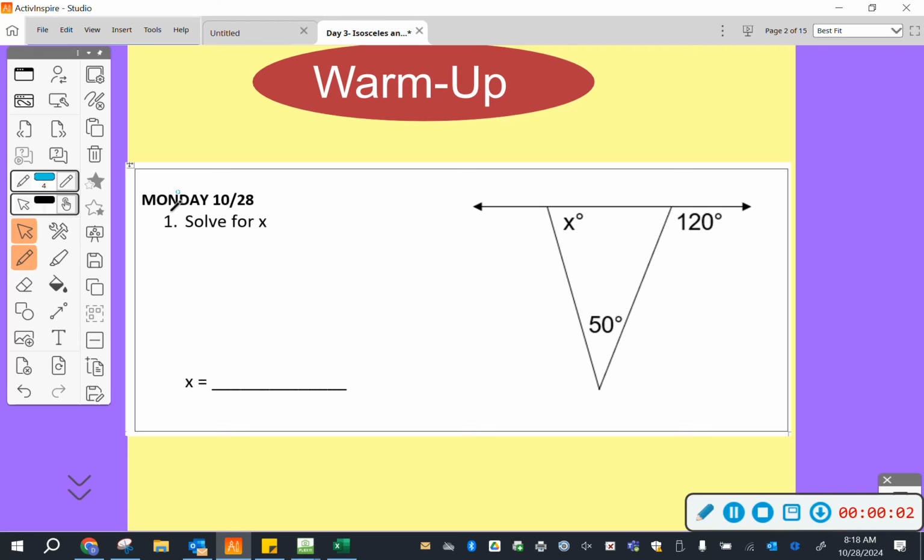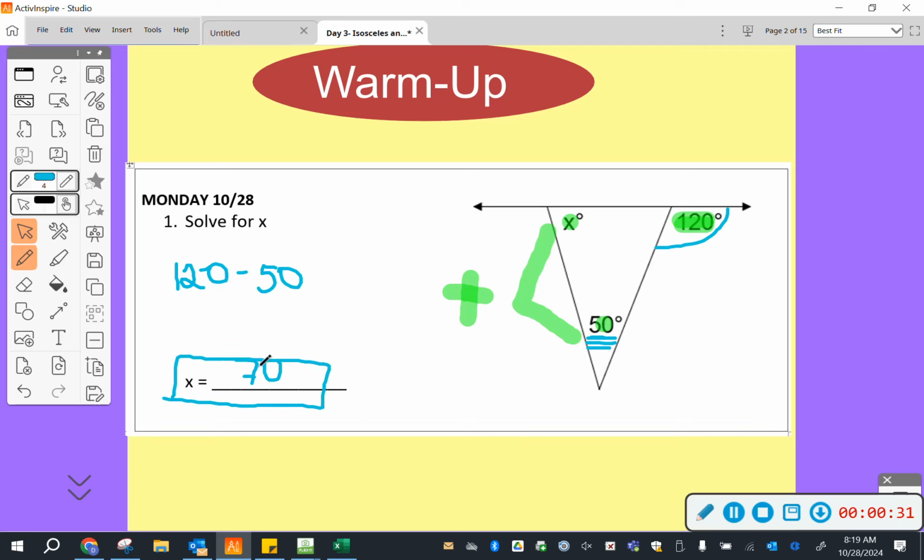Okay, so remember on Friday, we learned that if you have two remote interior angles, you can add them together and they will give you your exterior angle. But what happens when you have the exterior and the interior? What are we going to do? Subtract. So 120 minus 50 is what? 70 is my answer.